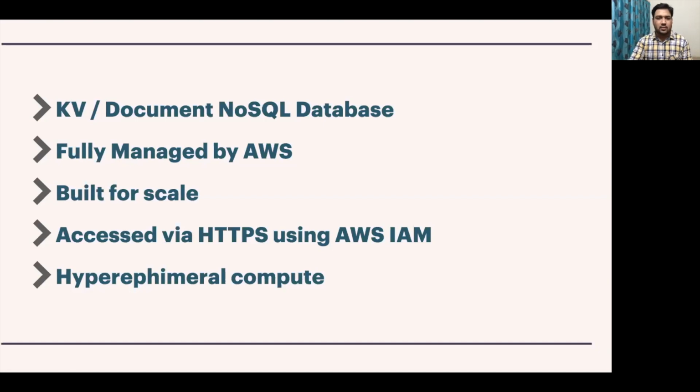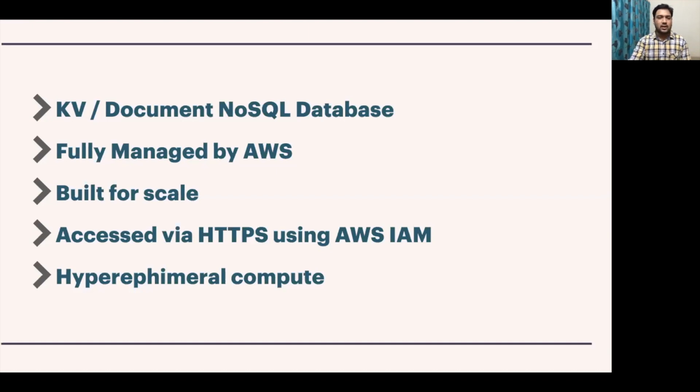It is built for scale. DynamoDB guarantees that you will get a single-digit millisecond response for the data that you store in DynamoDB, whether it is 1 GB of data, 1 TB, or 10 TB of data. The other difference is it is accessed via HTTPS, and authentication happens via AWS IAM. In traditional relational databases, it happens through persistent TCP connections, and you require something called a SQL proxy to manage such open connections when you scale.